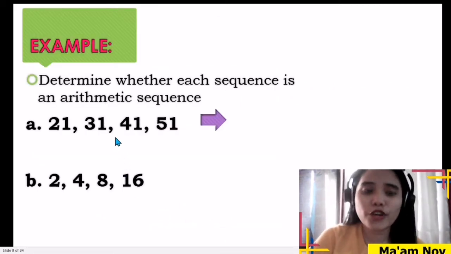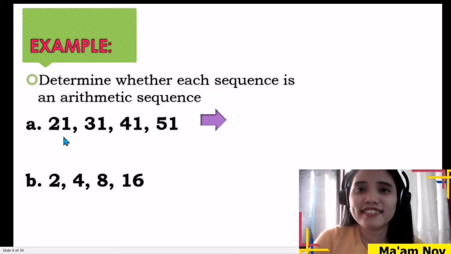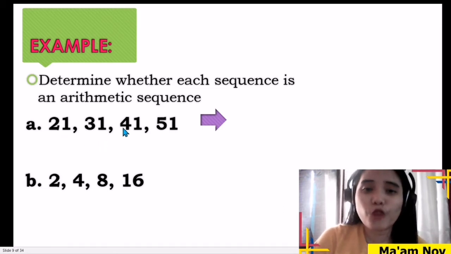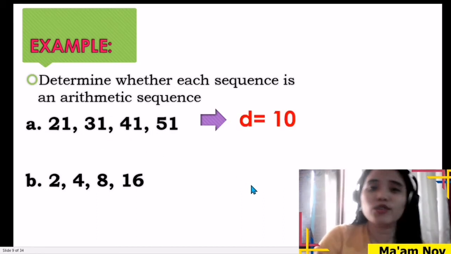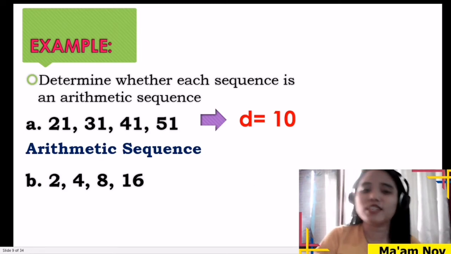So, dito, try natin subtract. Okay? 31 minus 21 is 10. 41 minus 31 is 10. 51 minus 41 is 10. That's right. So, this is called an arithmetic sequence.